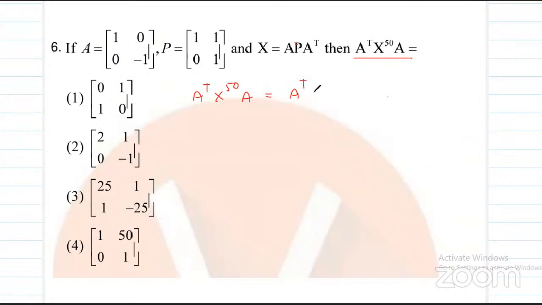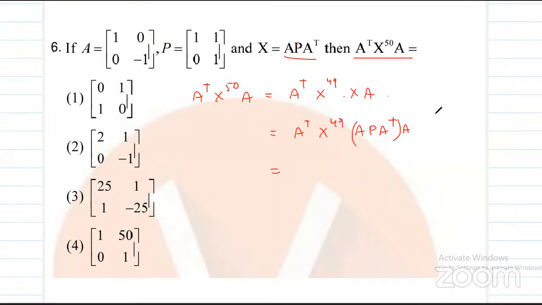So this is X to the power 50. We can write it as X to the power 49 into X, and let this X to the power 49 be. What is this X? We already know that it is nothing but A, P, A transpose. Correct. So we can write that as A, P, A transpose, and there is an A term.